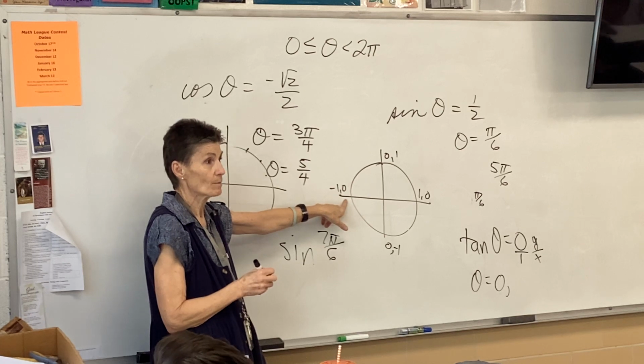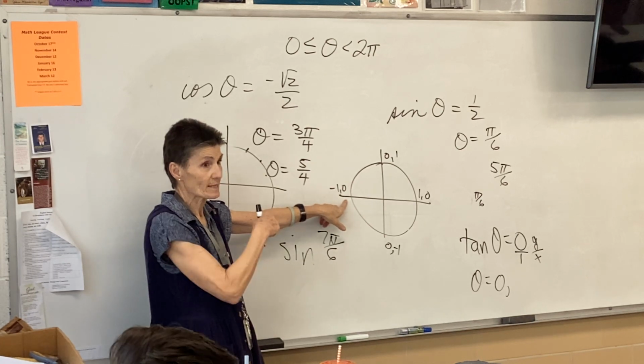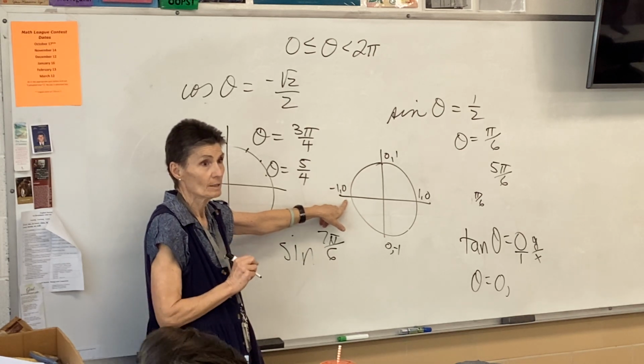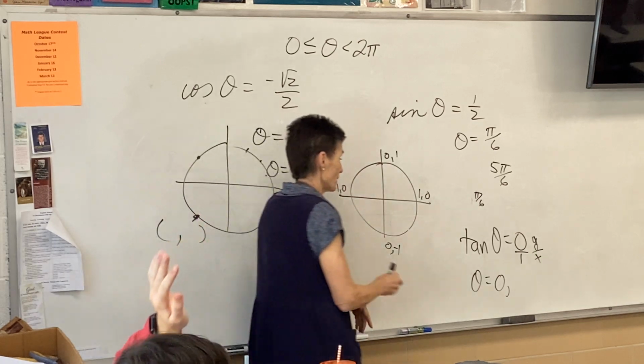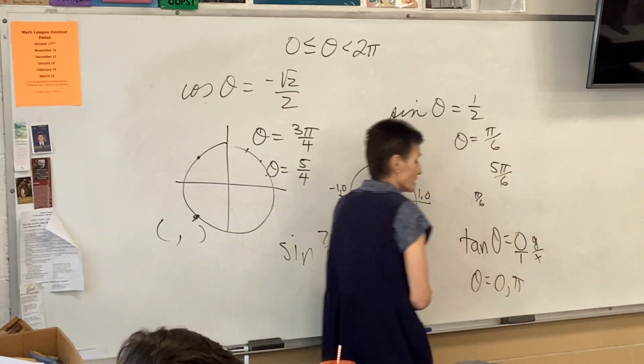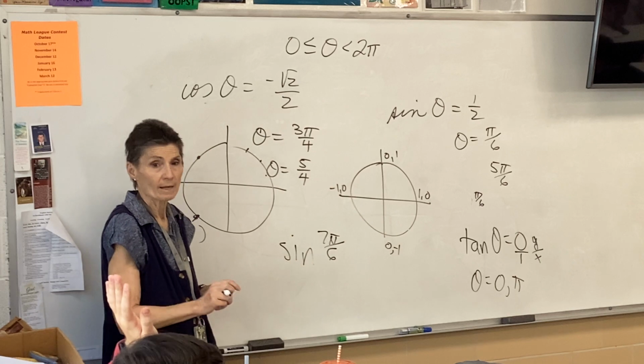Isn't the tangent 0 here? I know that's a -1, but does it really matter? No, 0 divided by -1 is 0. So the answers are 0 and pi.